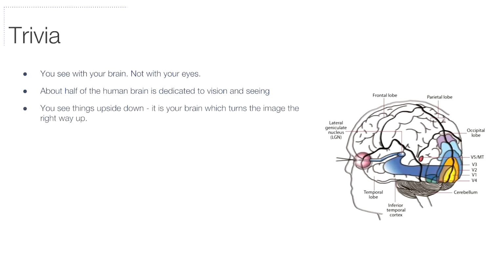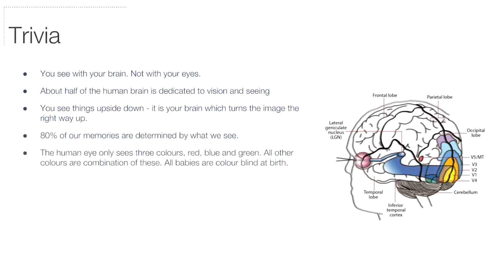When images actually fall on the back of your lobe, it's always upside down by virtue of how the focal length is built. It's the brain which actually corrects it. So you always see the world upside down. 80% of your memories is determined by what you see. This is for people who have vision.